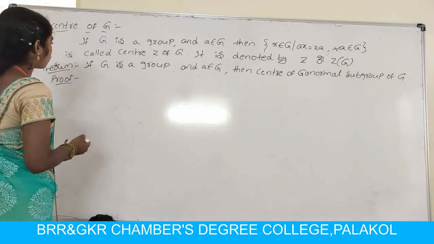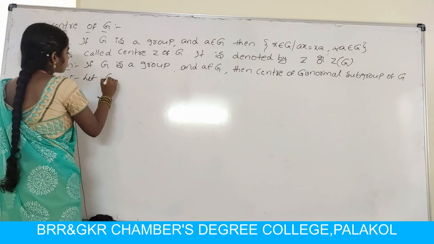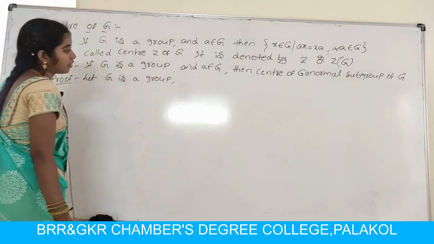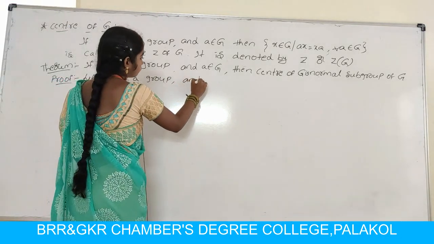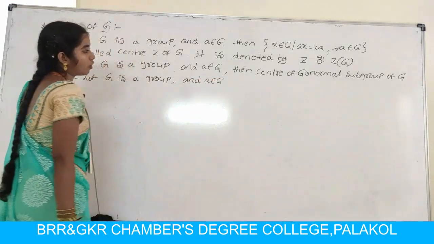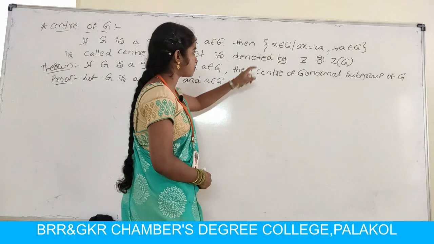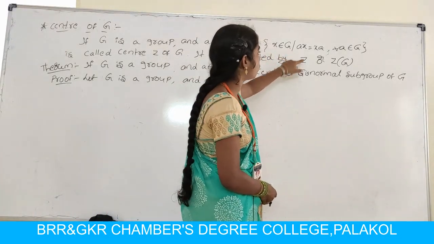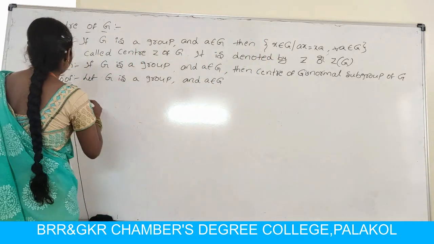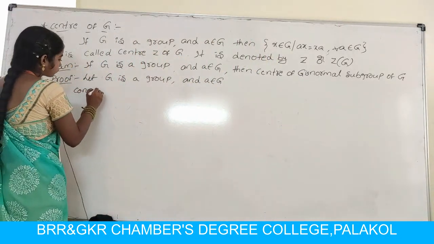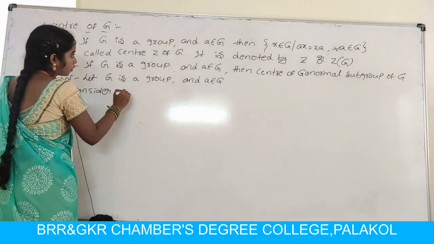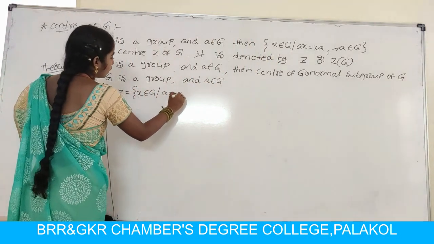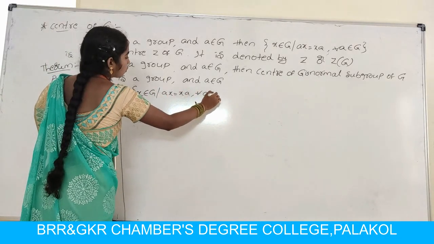First of all, write down the given points. Let Z be a group and A belongs to Z. So already you know that the center of Z is the set of X belongs to Z such that XA equals AX for all A belongs to Z. So consider Z equal to X belongs to Z such that AX equals XA for all A belongs to Z.